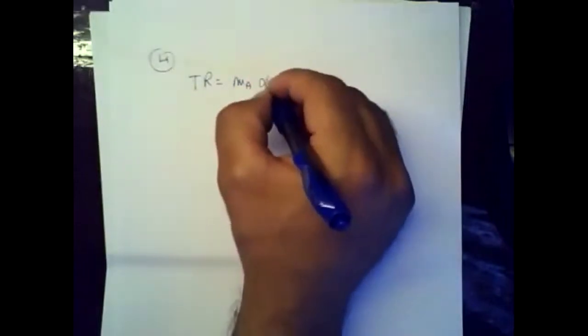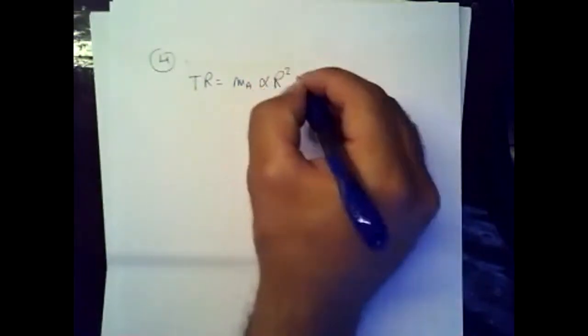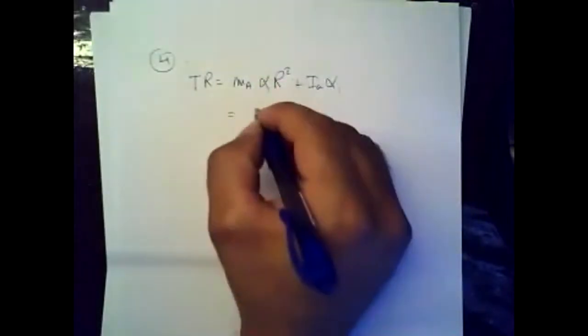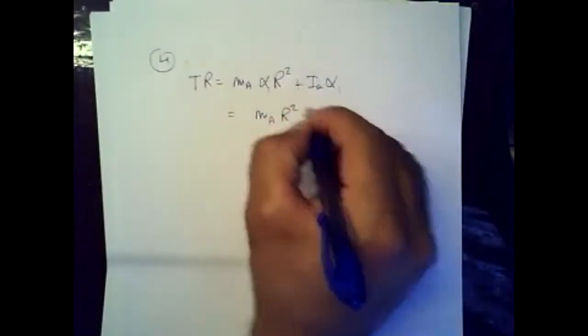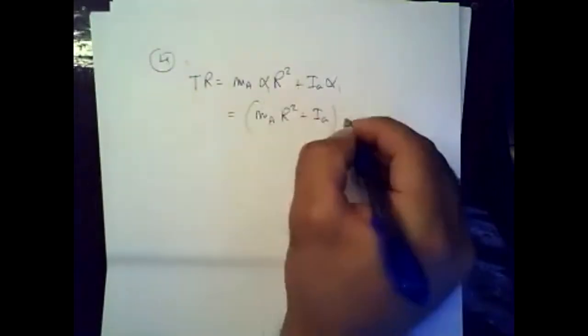So let me redo that. From 4, I'm going to end up with TR is equal to MA times AG, which is equal to alpha 1 R squared, plus IG alpha 1. So MA R squared plus IG times alpha 1.